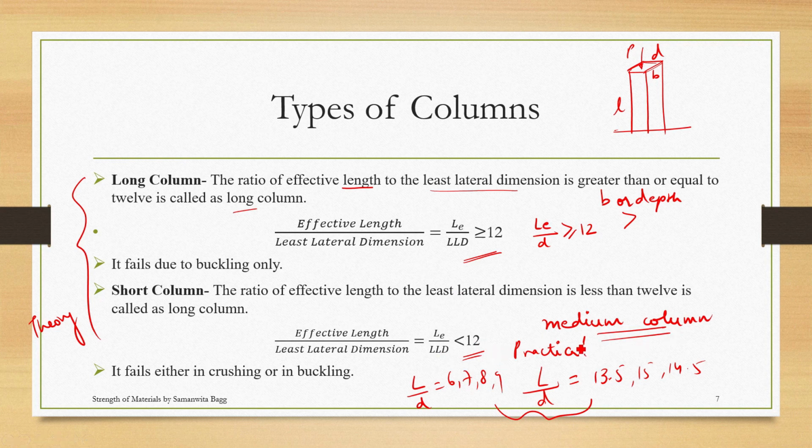So in a medium column, obviously there is an effect of crushing and buckling. Now if you understand very clearly, buckling is a bending effect and crushing is something which is a direct effect.